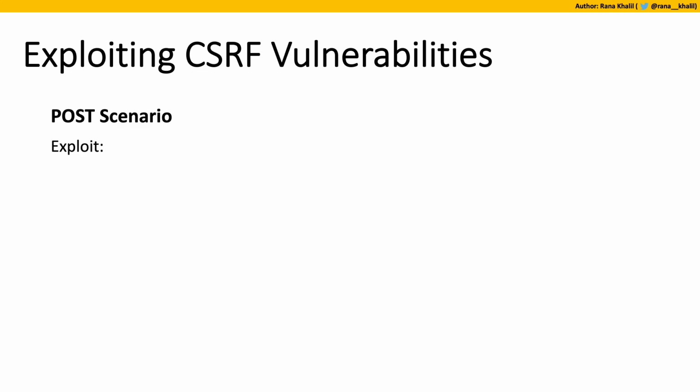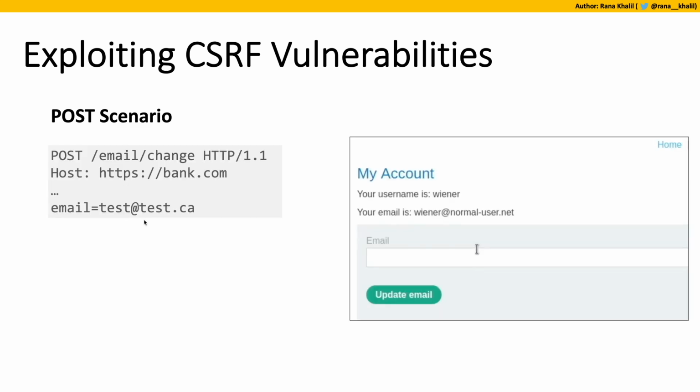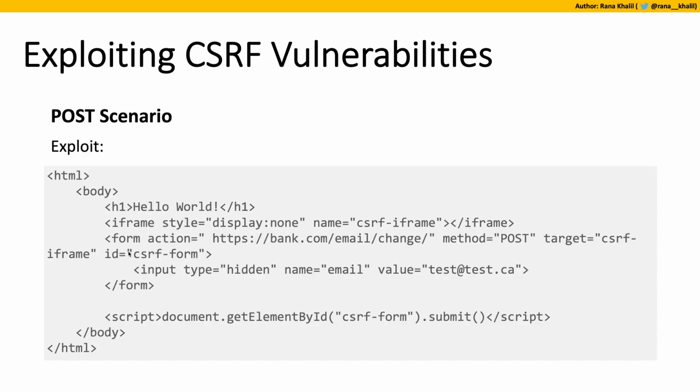So in the previous example, if we go back, the developer was using a POST method and a form element in order to submit the email, and that's why we use it in our exploit as well. So we've got a POST request, and the action is to change the email address. And then it takes in the parameter over here, so the input element, the parameter email, and the value is test@test.ca, which in this case would be our attacker's email address.